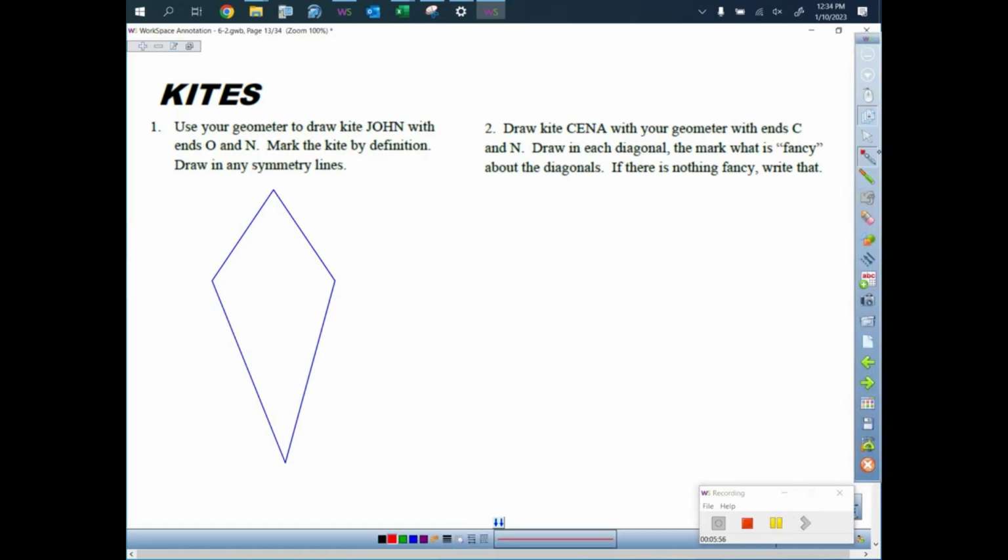Since O and N are supposed to be the ends, I'll label them. Then I've got to go around the clock and spell the word JOHN also, so you have to watch that. And to mark it by definition, it's not that you don't know what that is, we're just not doing it here. You mark a kite by its definition. They said draw in any symmetry lines. Sweet. This is brand new for you.